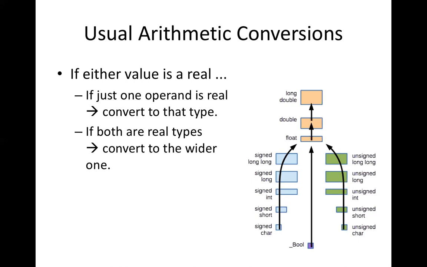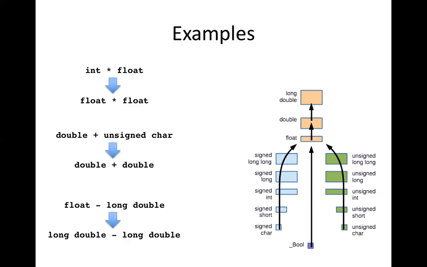So again, if at least one of your operands is a floating point type, then use the wider floating point type, or convert to the wider floating point type before you do the math. I've got a number of examples of this. I'll go through these real fast, but these are examples of the rule that we just talked about. And I think we may have said some of these.